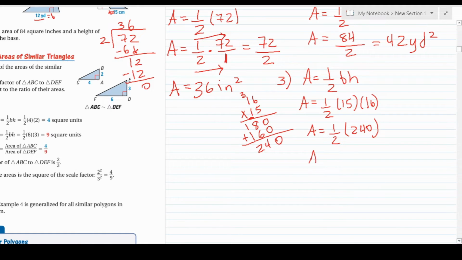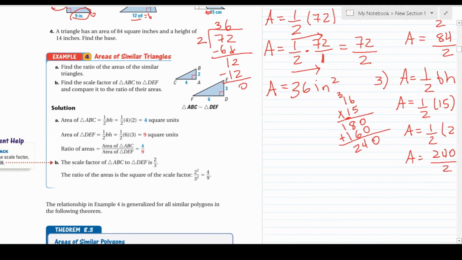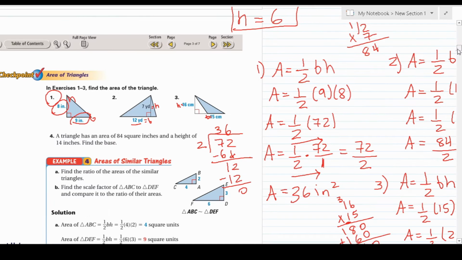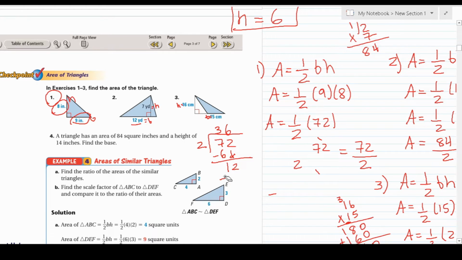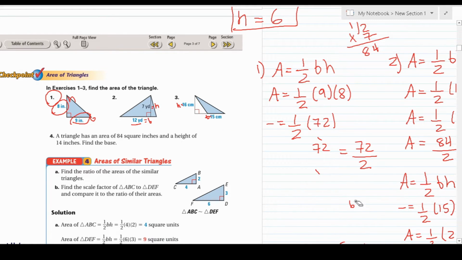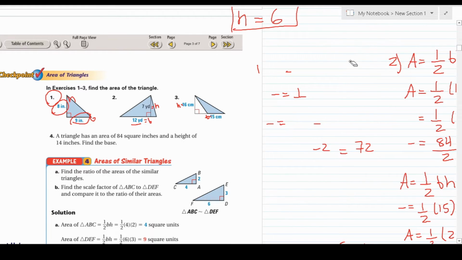And again, this is the same as 240 over 2. 2 goes into 2 1 time, 2 goes into 40 20 times, so this area equals, what measurement is this? This is in centimeters, so this is going to be 120 centimeters squared. Okay, so that was that one. Let's look at number 4 very quickly. And let's get rid of some of this so we can have some space to work with. That should be enough.